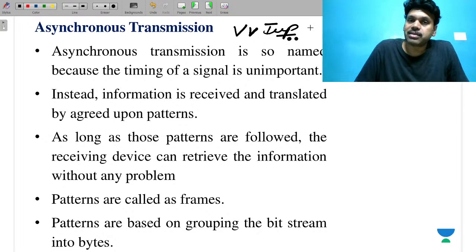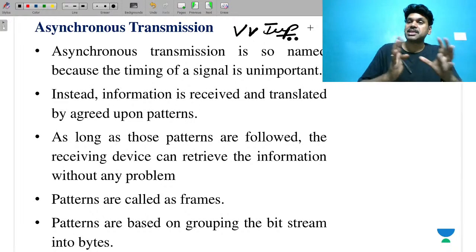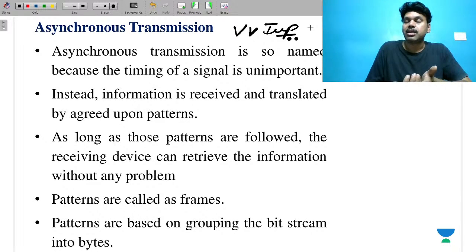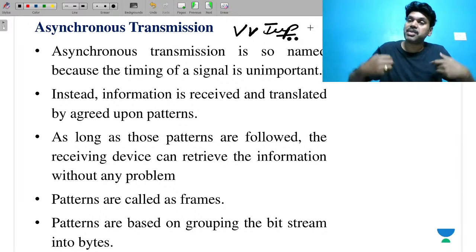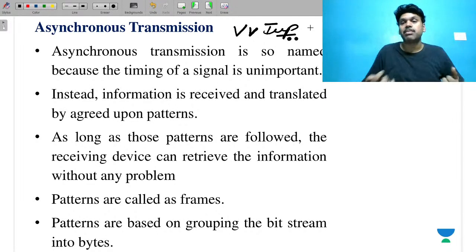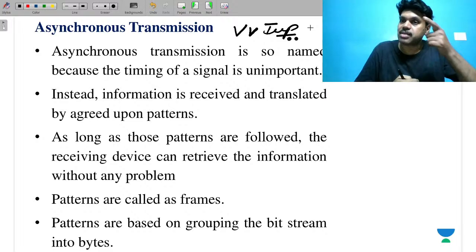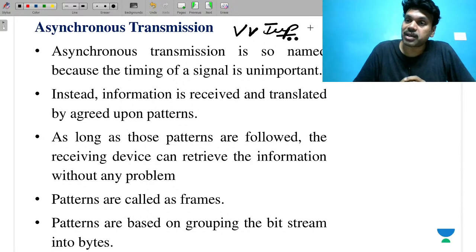So here the timing of the signal is unimportant. We will not say that data is coming at such and such time. Timing of the signal is unimportant and the synchronization of the signal is also unimportant. But how can you transmit data to the receiver, and how can the receiver receive the data without any problems? Because the timing of the signal is unimportant, the sender uses a different technique to enable the receiver to identify the boundary of the frame. That's the meaning of asynchronous framing.